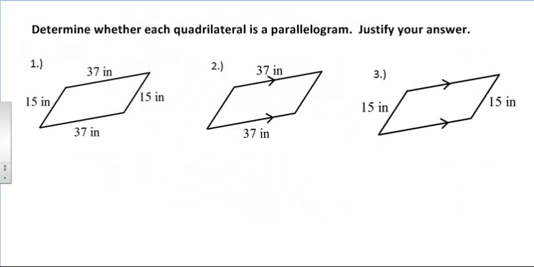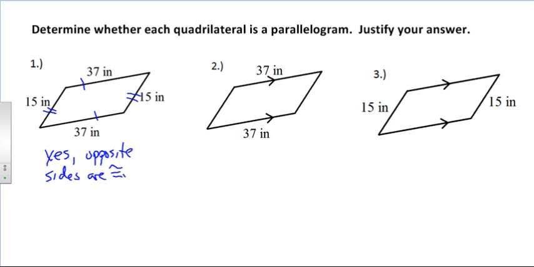So let's try a few examples. Example number one, determine whether each quadrilateral is a parallelogram and justify your answer. When I look at number one, I notice that these two sides are congruent to each other, they're both 37, and these two lengths are both congruent to each other, they're both 15. So since I can show that opposite sides are congruent, that is a way to show that something is a parallelogram.